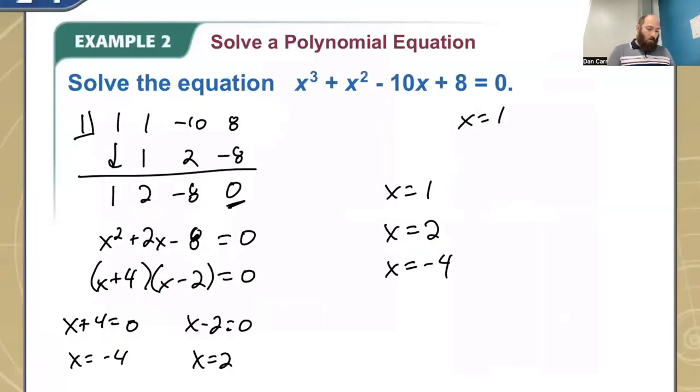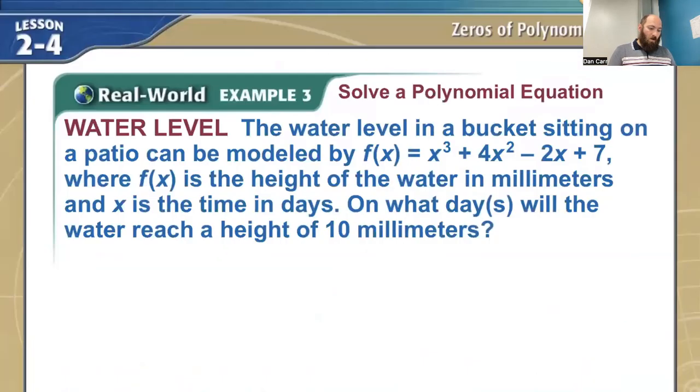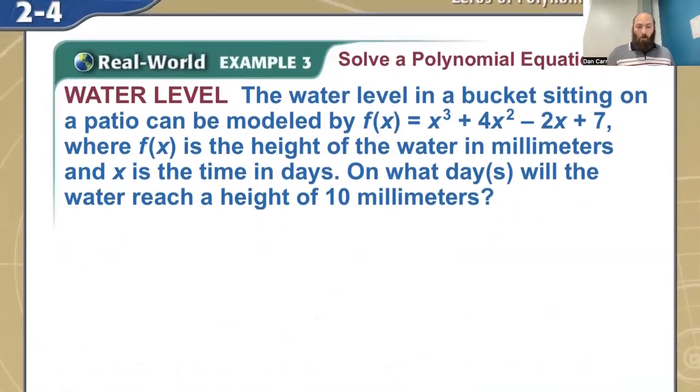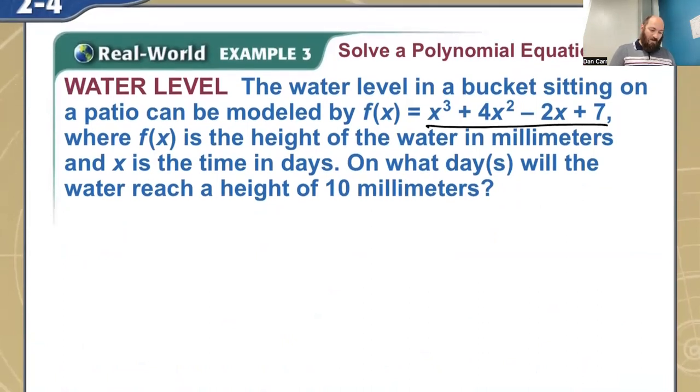Okay, so with our cubic here, our polynomial, I should say, we can also do this word problem with this. The water level in a bucket sitting on a patio can be modeled by f of x equals x to the third plus 4x squared minus 10x plus 7, where f of x is the height of the water in millimeters and x is the time in days. On what day or days will the water reach a height of 10 milliliters? So remember, 10 is our height. Okay, so that is f of x in this case.